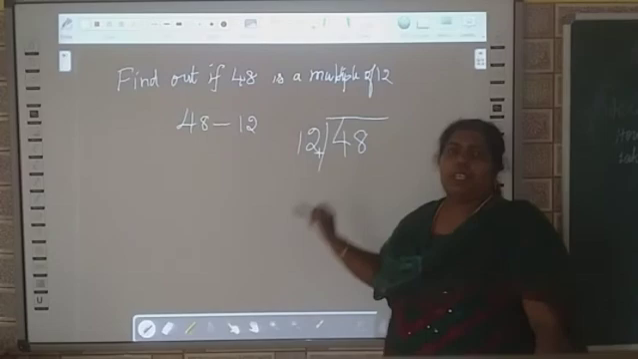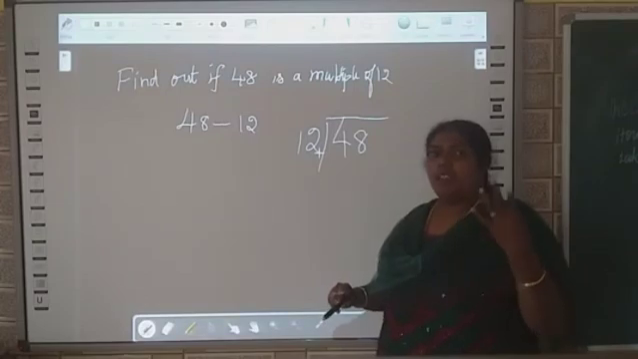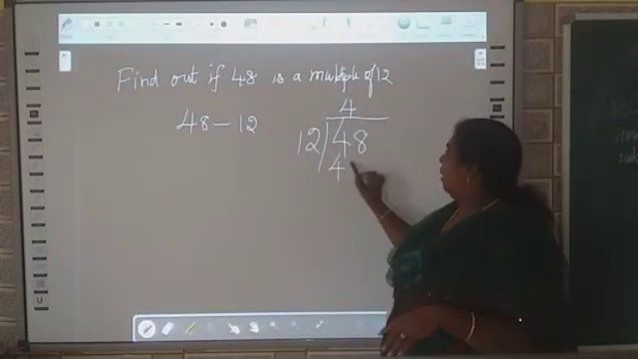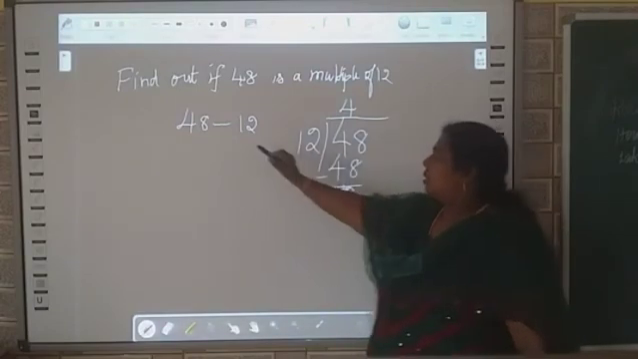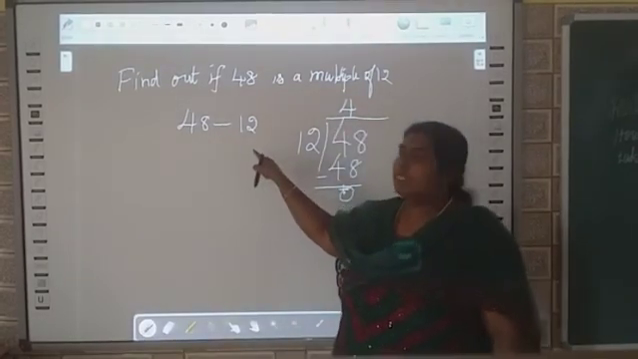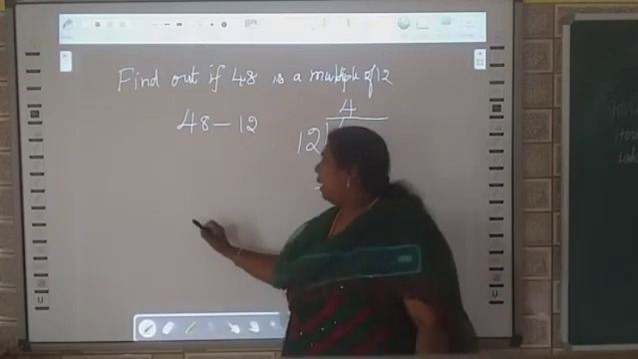How many times will 12 come in 48? One time 12, second time 24, third time 36, fourth time 48, right? 4 times 12 is 48. So here we are getting 0. Now 48 is a multiple of 12. Understand? Now 48 is a multiple of 12.